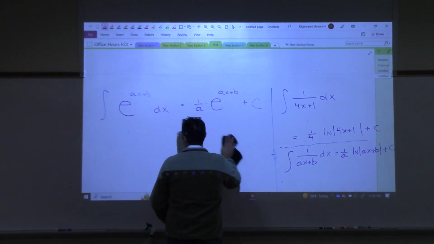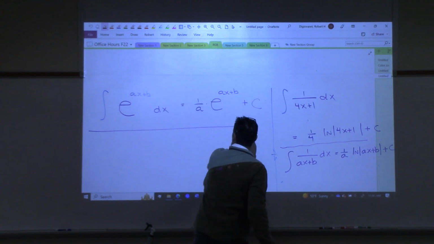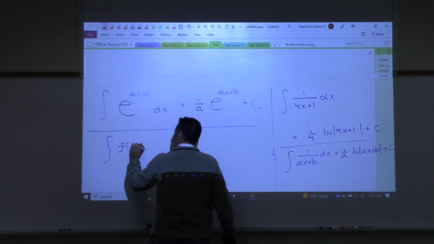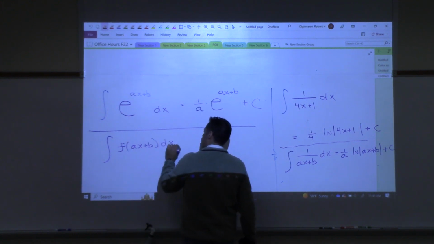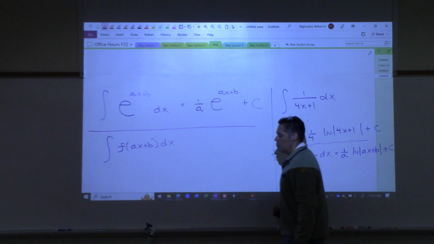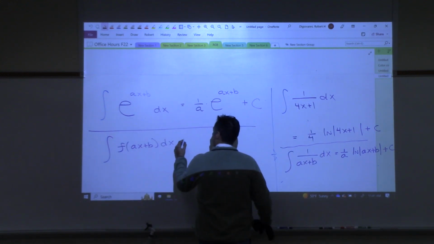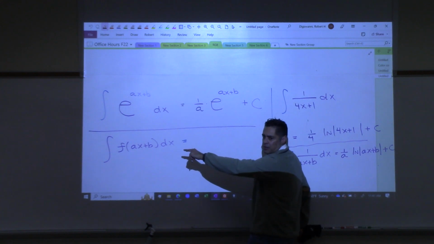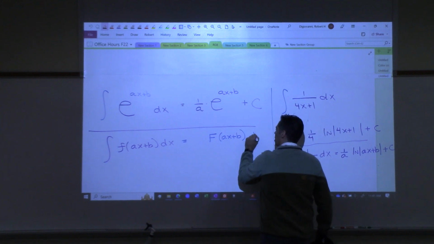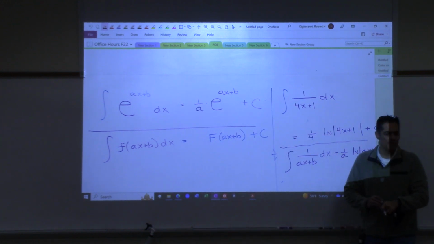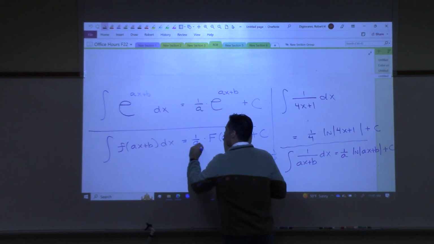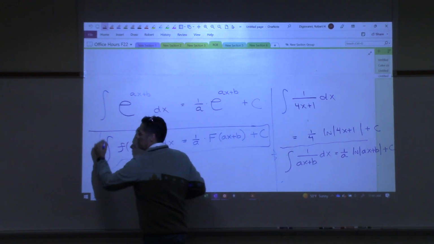So watch this. This will be our general idea. The antiderivative of some function with a linear expression inside will always be equal to whatever the antiderivative of that is, which I'm going to call capital F with ax plus b plugged in, plus some constant, but with 1 over a out front. That is a general concept, general idea.